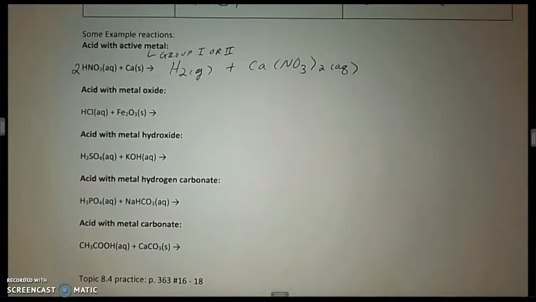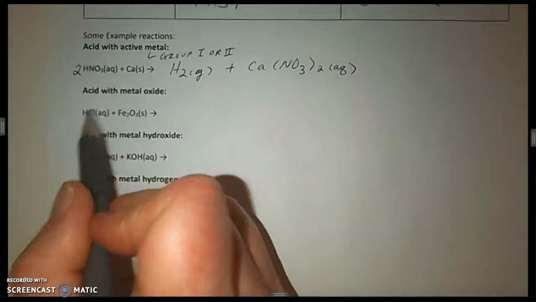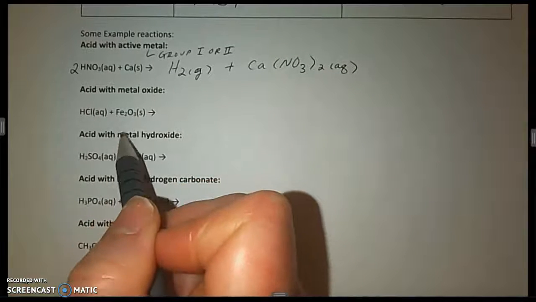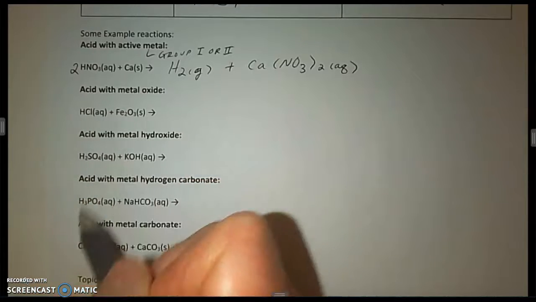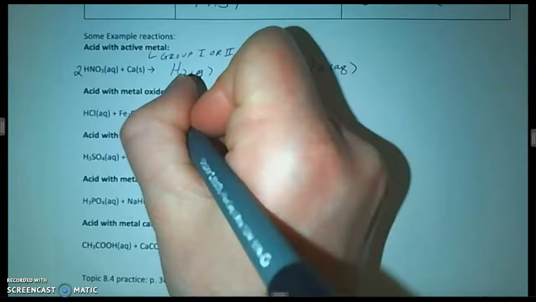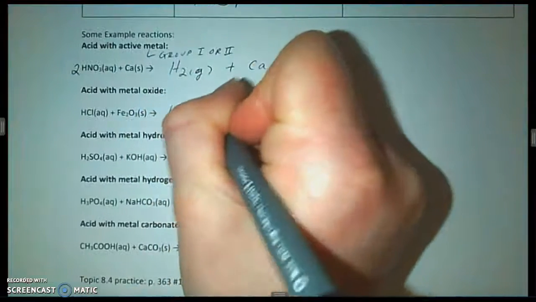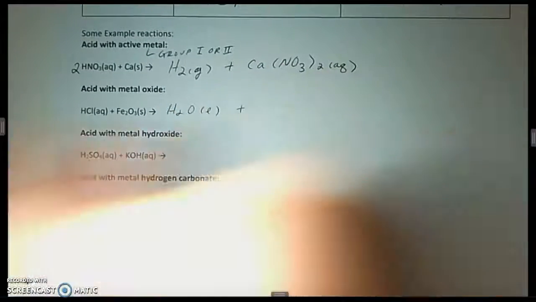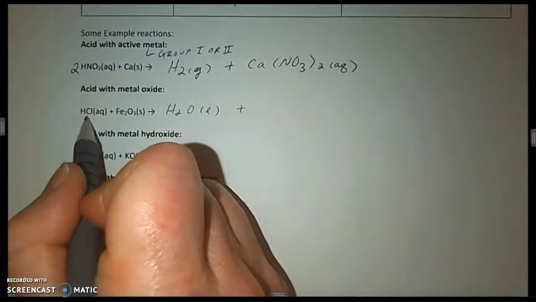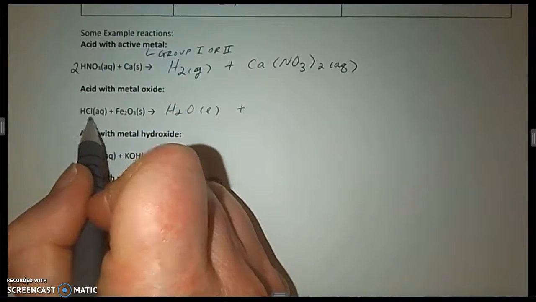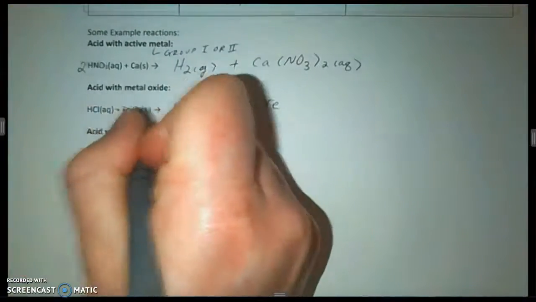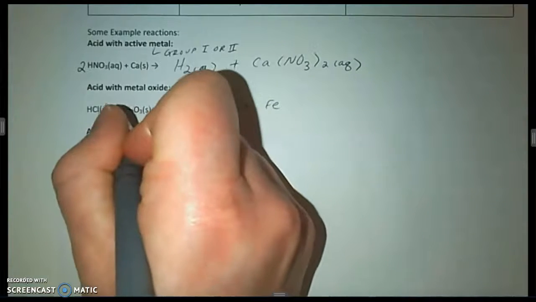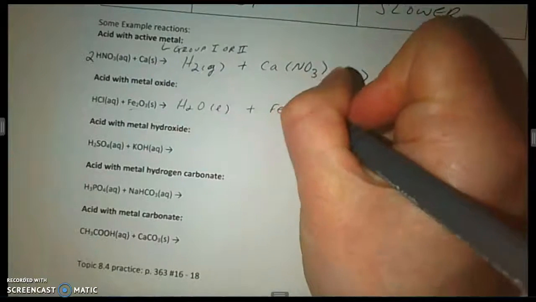Okay, next reaction. So I've got an acid with a metal oxide. In general, I'm going to make a salt and water when I react an acid with a metal oxide. So water is one of my products, liquid. And then the salt here is going to be made up of whatever the conjugate base of the acid is and the metal. In this case, that's going to be iron, and I can keep the oxidation state the same.